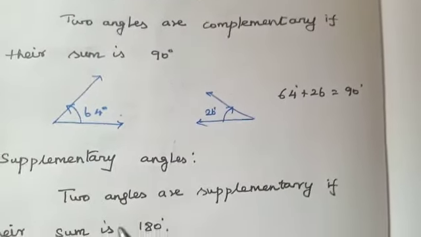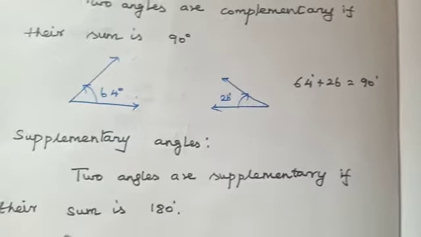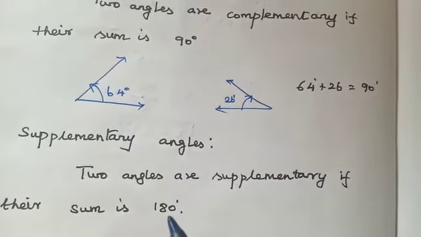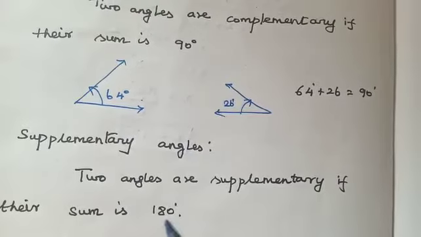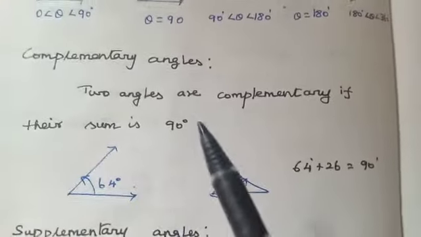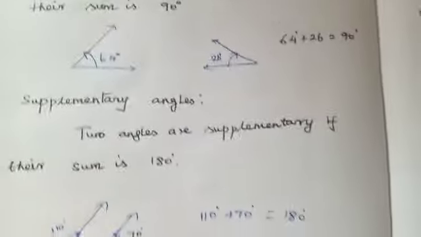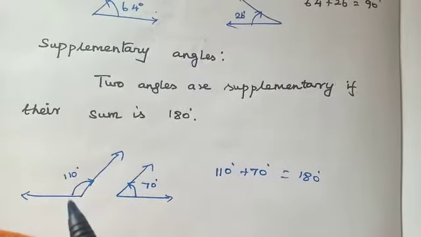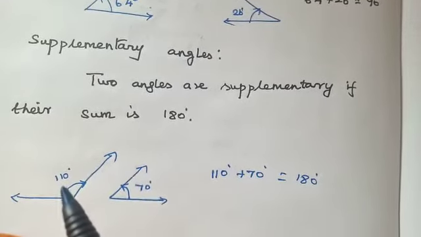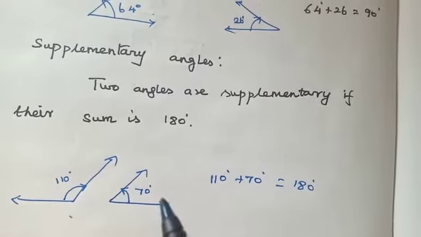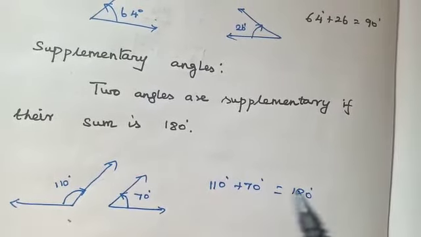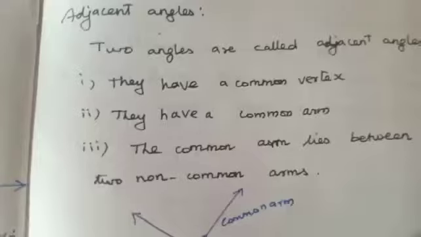Supplementary angles. Two angles are supplementary if their sum is 180. So 180 means supplementary, 90 means complementary. For example, this is 110. So the supplement of 110 is equal to 70 degree. 110 plus 70 is equal to 180 degree.